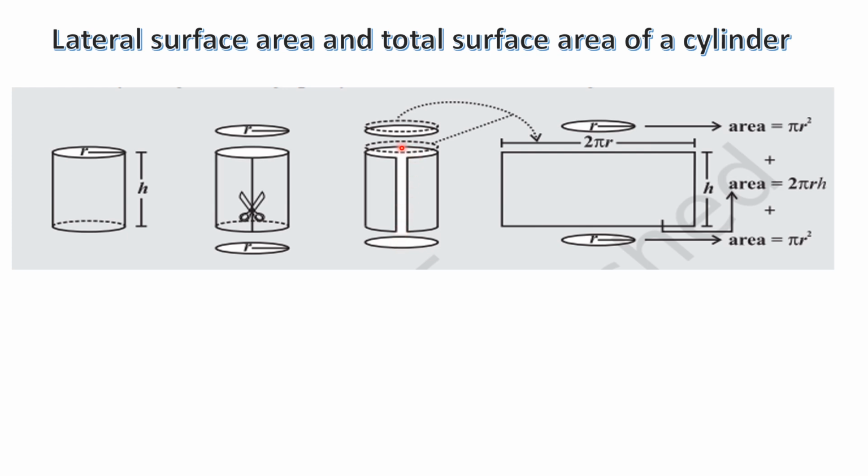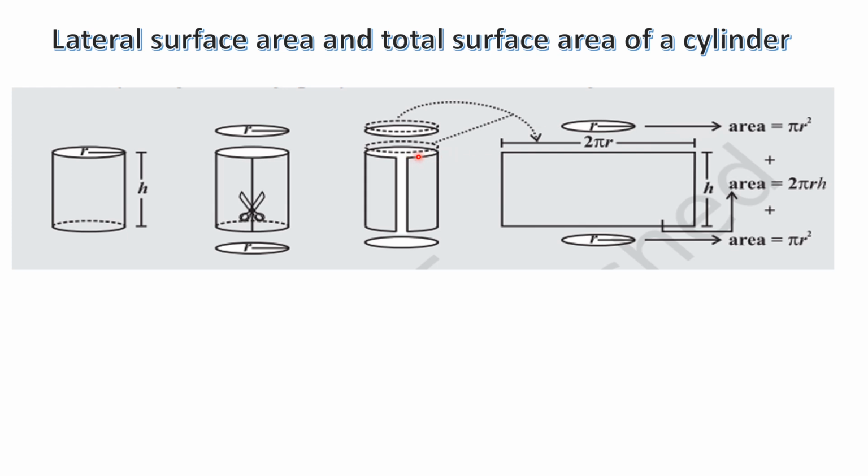Okay, along its height, if you cut, what will happen? It will open like a rectangular sheet. Okay, if you see in the figure, it will open like a rectangular sheet where width will be equal to the height of the cylinder. But what about the length?